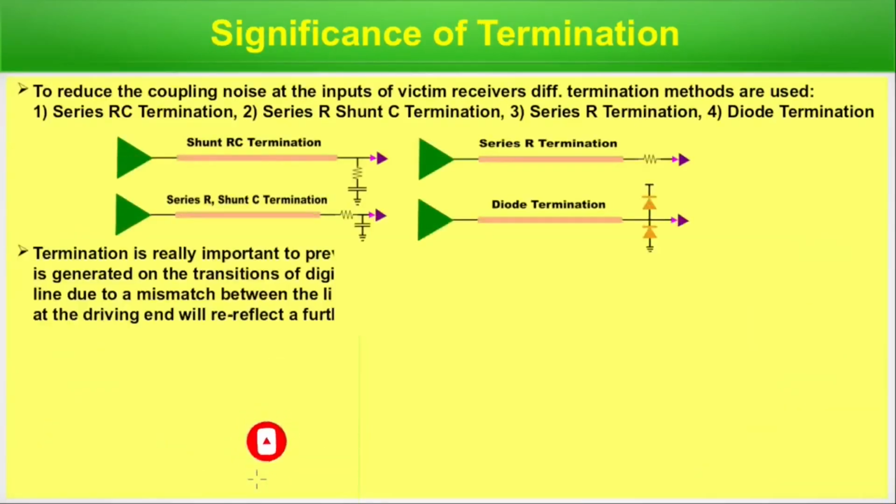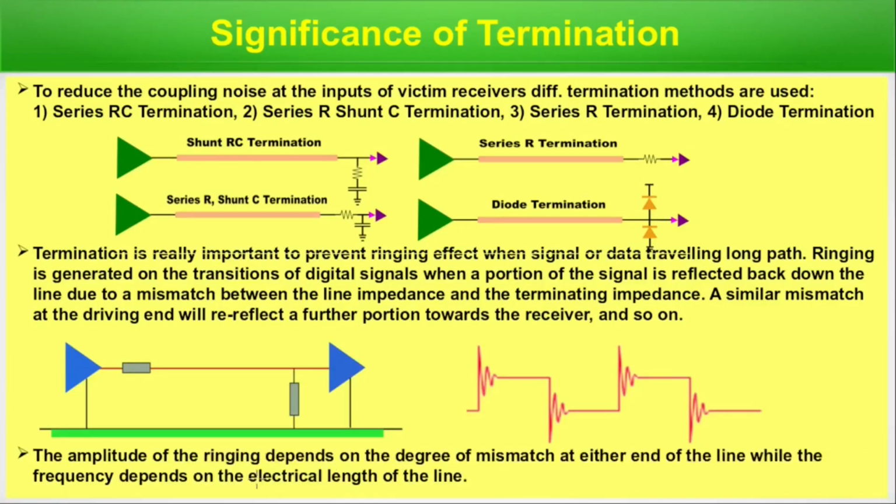Significance of termination. To reduce the coupling noise at the inputs of victim receivers, different termination methods are used, like shunt RC, series R, shunt series R, shunt C series R termination, and diode termination. There are different types of termination, and each of them has its own advantages depending on the usage. We select them accordingly. And termination is really important to prevent the ringing effect when a signal or data travels a long path.